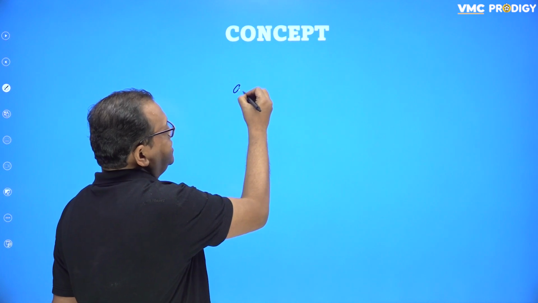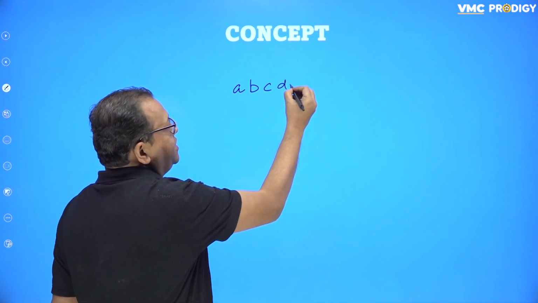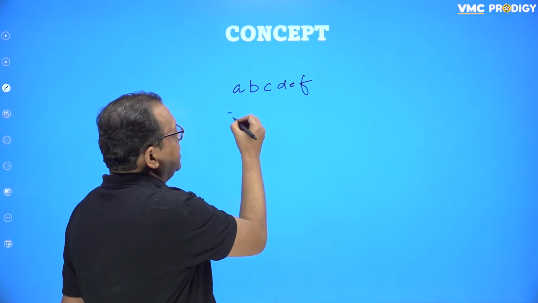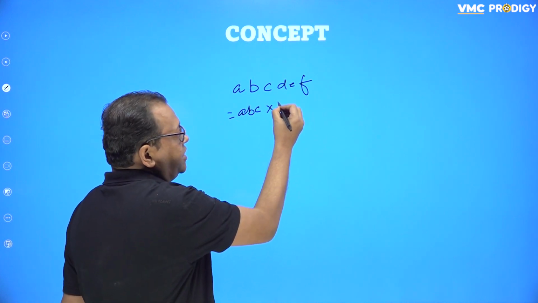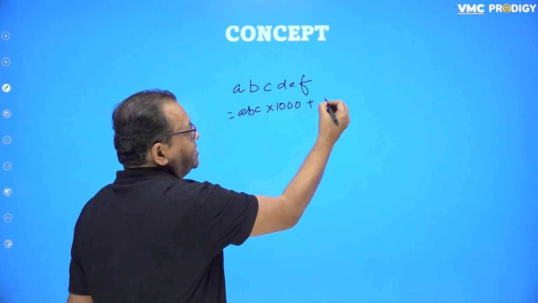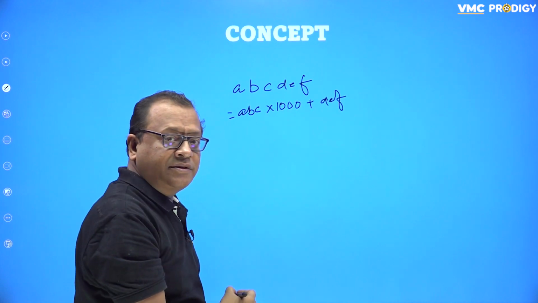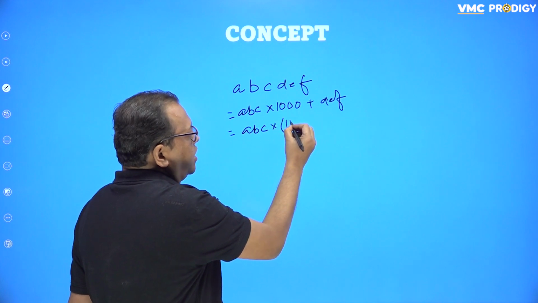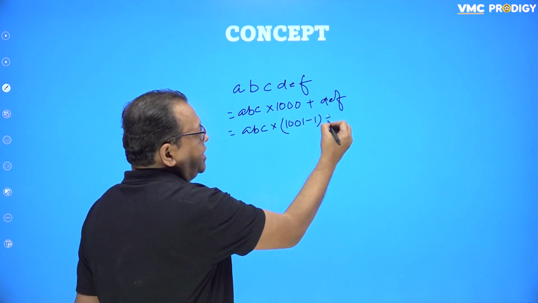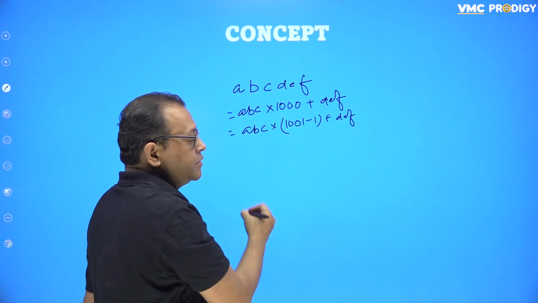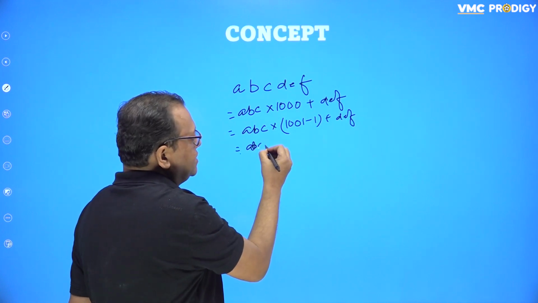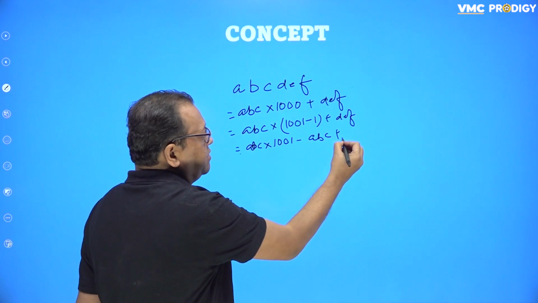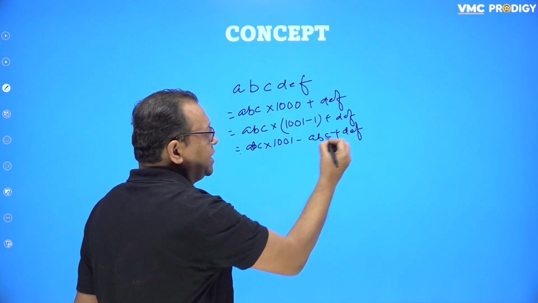What is that? If I say, take a 6-digit number, A, B, C, D, E, F. So we can write this as ABC into 1000 plus DEF. Can we write like this? So can we write this as ABC into 1001 minus 1 plus DEF? So we can say ABC into 1001 minus ABC plus DEF. Can we write like this?